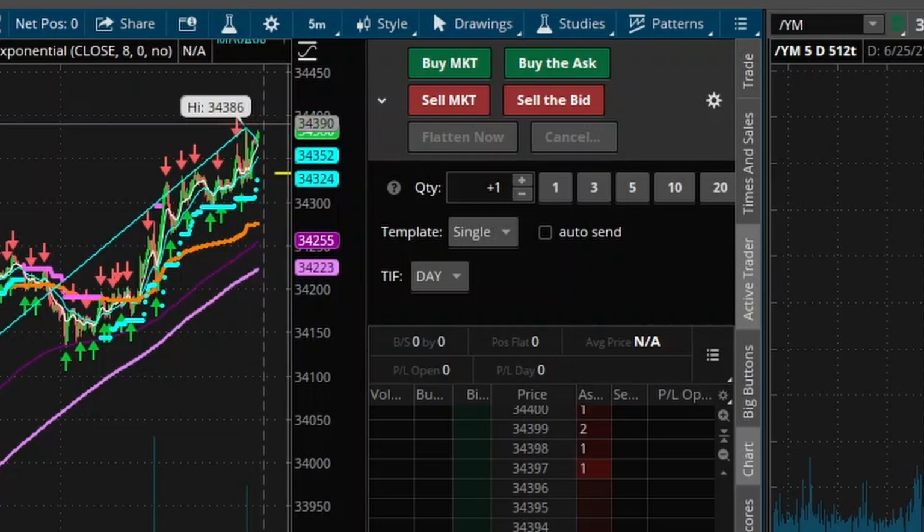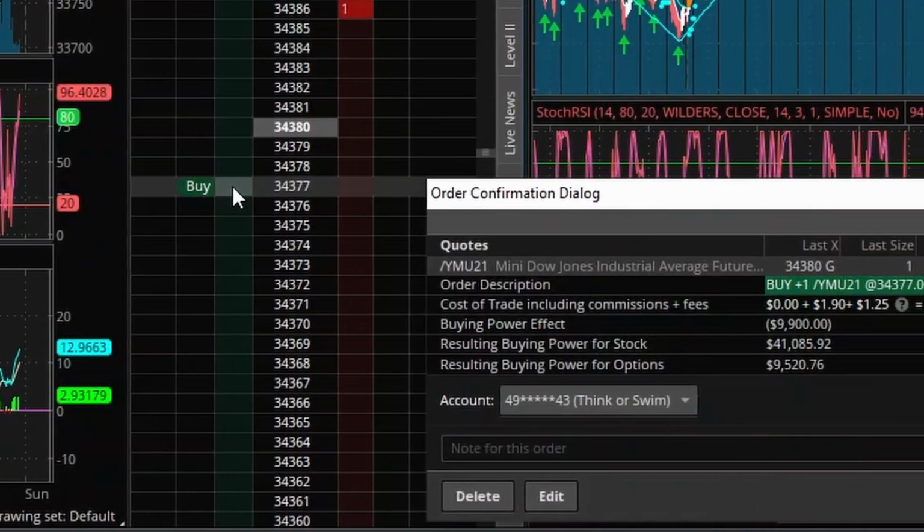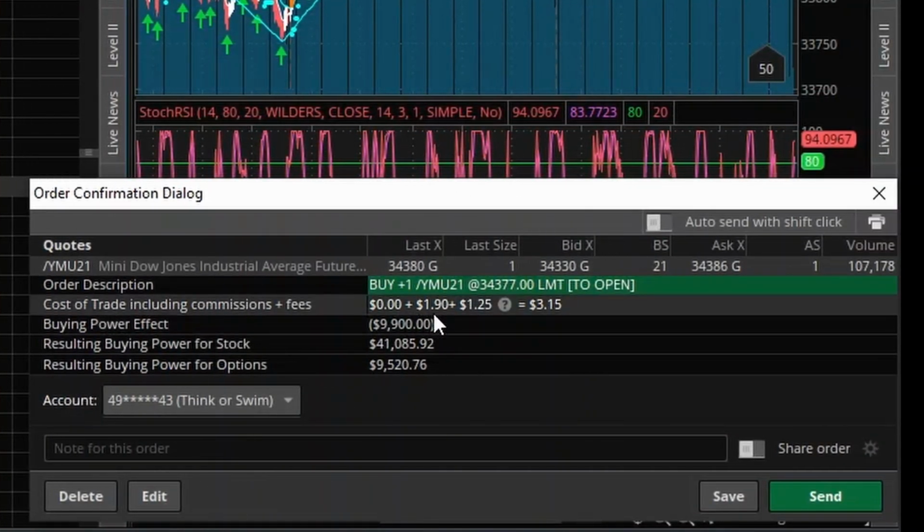The market is closed right now. It's Saturday, so there's no fear of maybe buying a contract. But just to be sure, I'm going to disable the auto send. I'm just going to click enter one contract here, and you can see that for one way, the commission for trading one contract of the YM is $1.90, and the fees are $1.25.